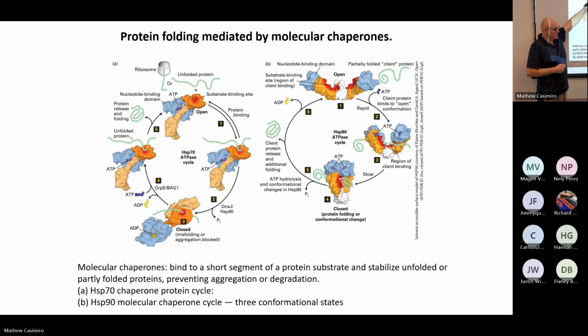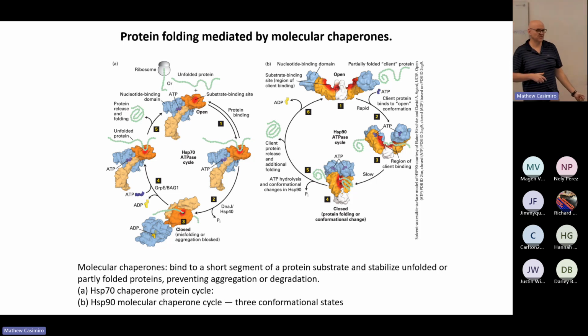The heat shock protein binds to a polypeptide, and often we refer to that polypeptide as being the client. The HSP is going to help the client fold correctly, and the polypeptide binds to a substrate pocket on HSP70 in the open conformation. Then ATP is hydrolyzed to ADP, causing a major conformational change within the heat shock protein.